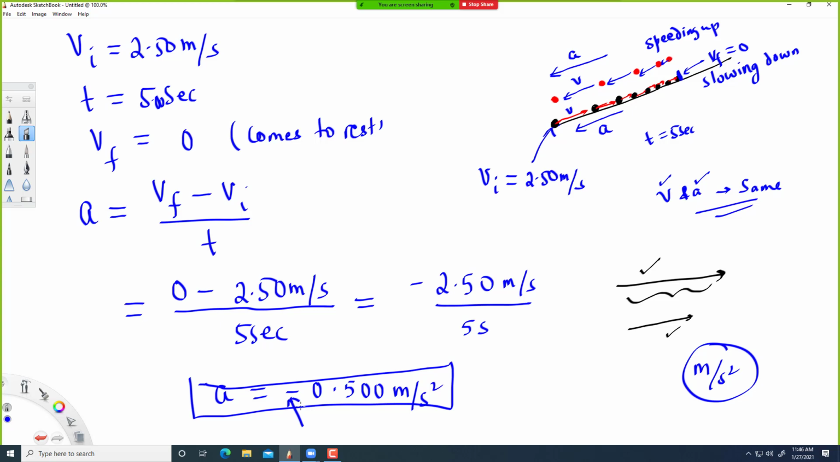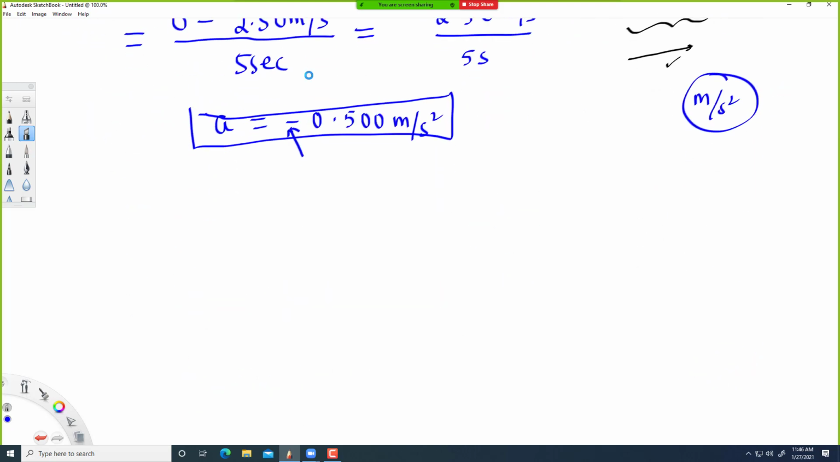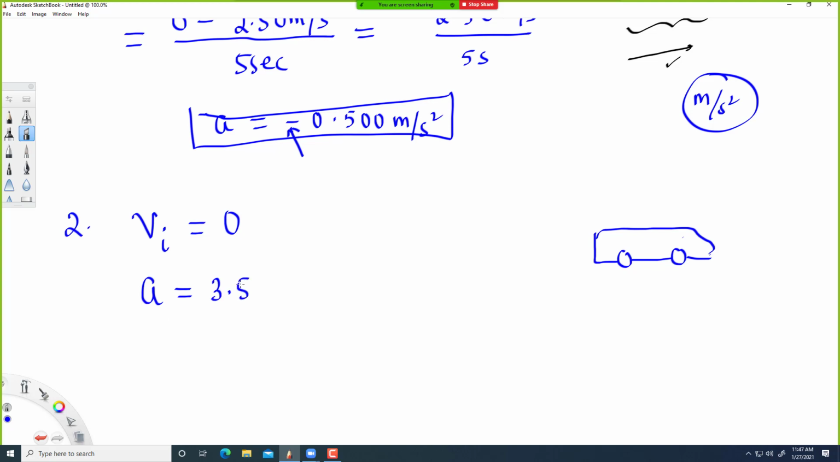Okay, so let's look at number 2. Let me read the question. An automobile starts at rest. So let's say you have a car or something. It starts from rest. So this is 2. Starts from rest means its initial speed or initial velocity is 0. It starts from rest and it speeds up at 3.5 meters per second squared. That means it accelerates at the rate of 3.5 meters per second squared.